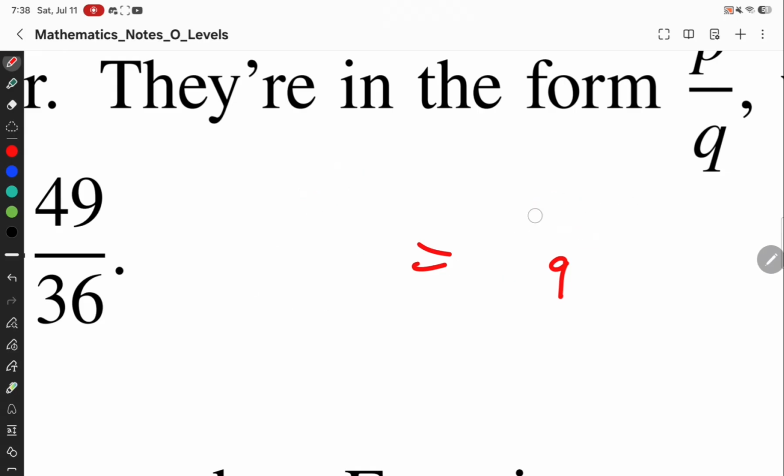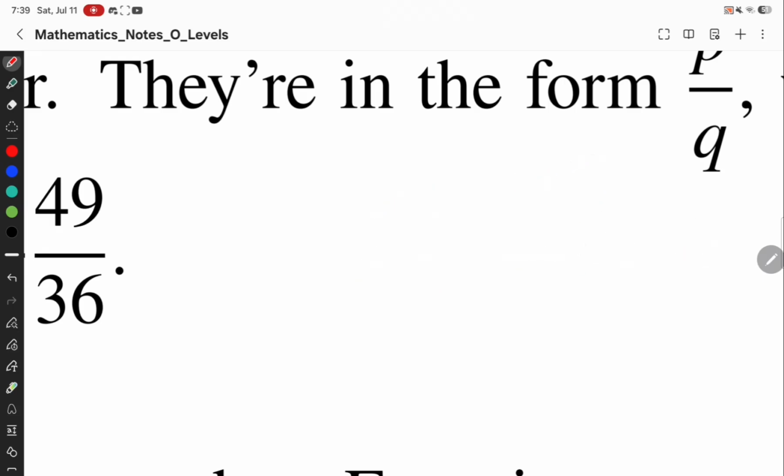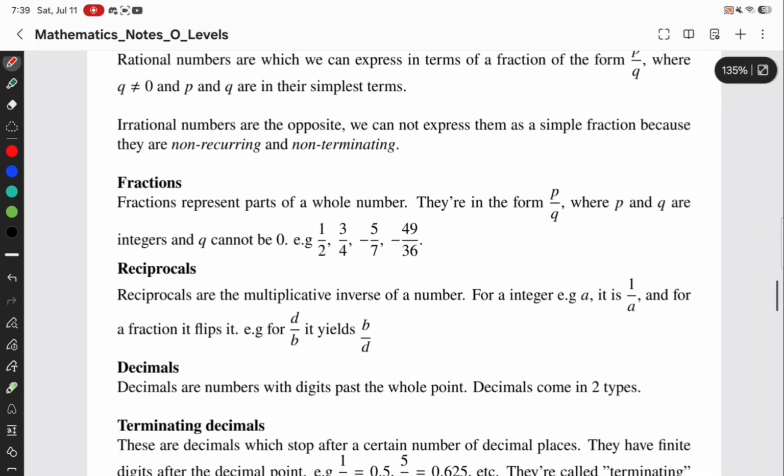Okay, so if we get an example like 5 over 9, is this irrational? Because we cannot simplify this, cannot express it as a simple fraction in its lowest terms, so it's irrational.